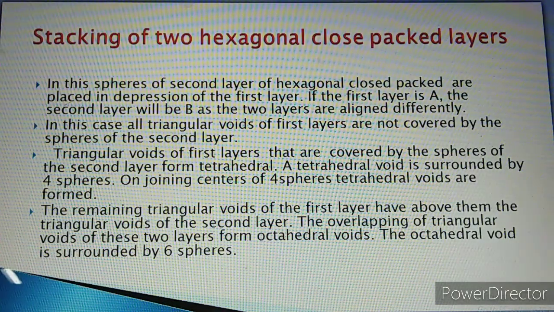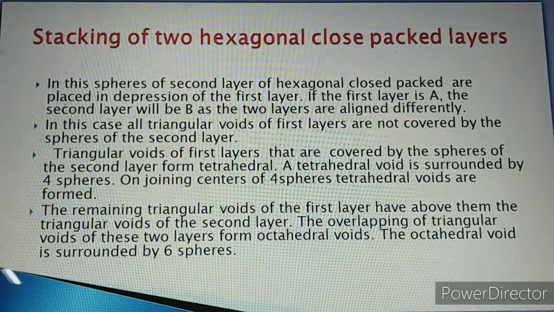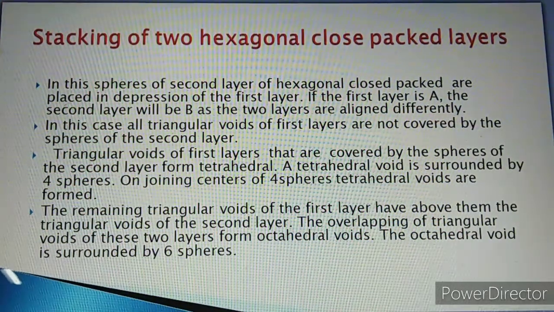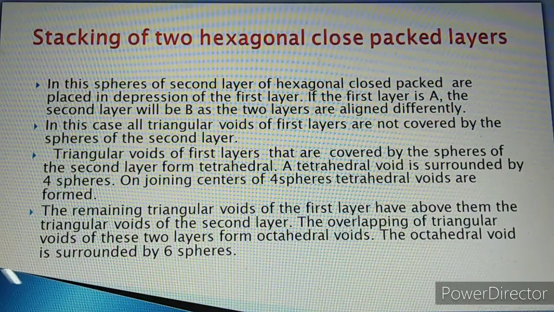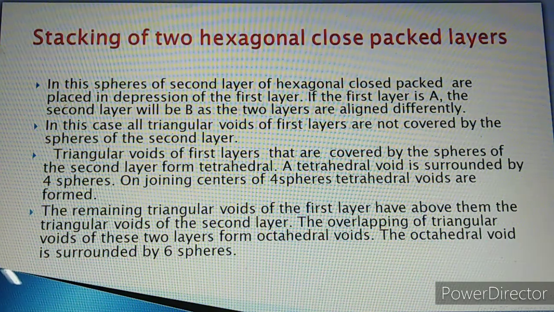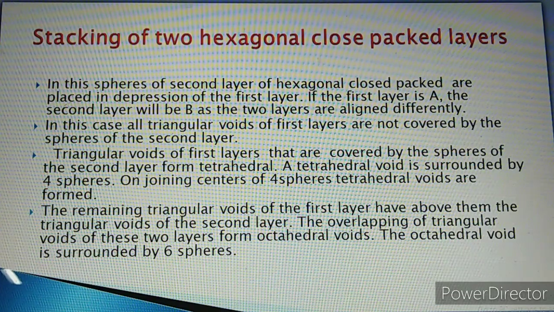So, triangular voids of the first layer that are covered by the spheres of the second layer form the tetrahedral void. So, how are tetrahedral voids formed? When triangular voids of the first layer are covered by the spheres of the second layer, then it will form the tetrahedral structure, and the void space between is the tetrahedral void. So, a tetrahedral void is surrounded by four spheres. On joining the centers of four spheres, a tetrahedral void is formed.